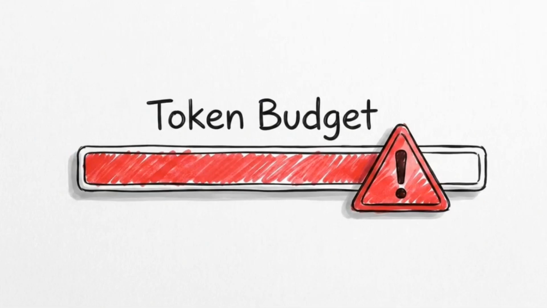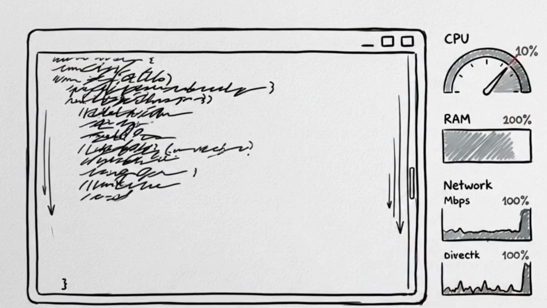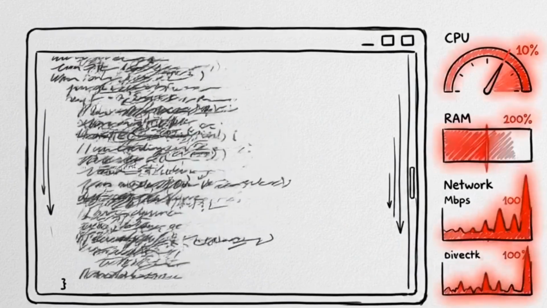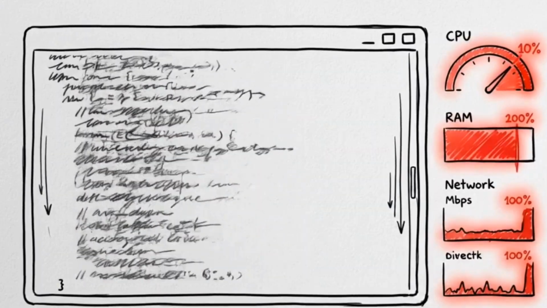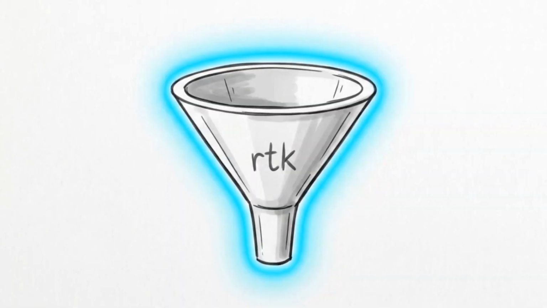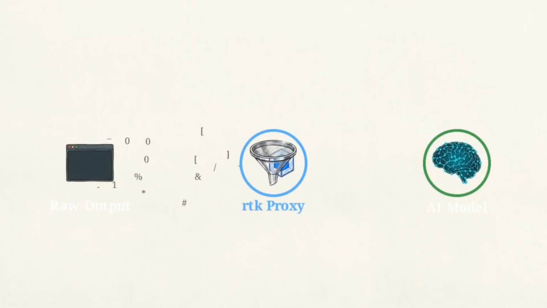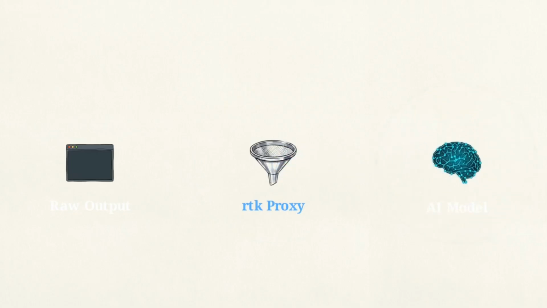Now we have to manage your context. Free models often have strict limits, and running a terminal command like npm install can dump thousands of lines of raw text into the window, instantly exhausting those limits. To prevent this, we install a utility called RTK. It is a Rust-based proxy that intercepts and filters your terminal output before it reaches the AI.